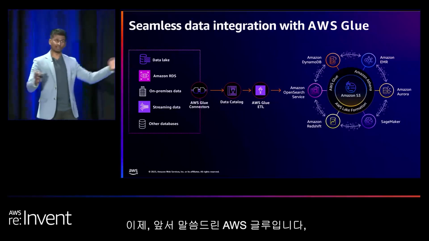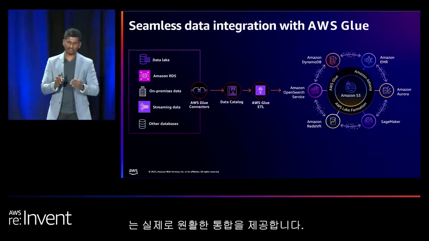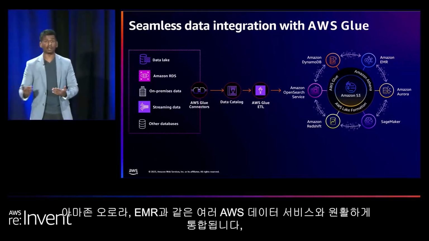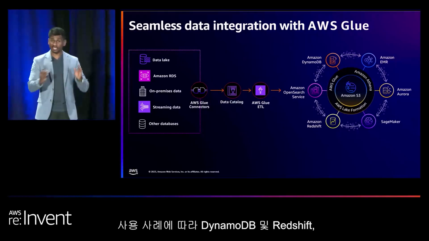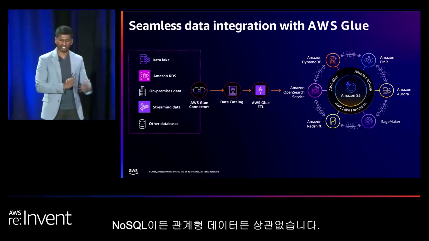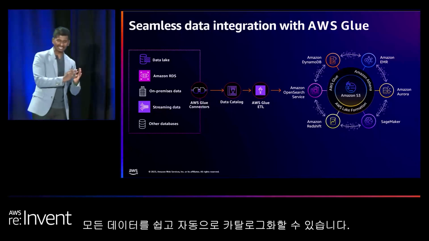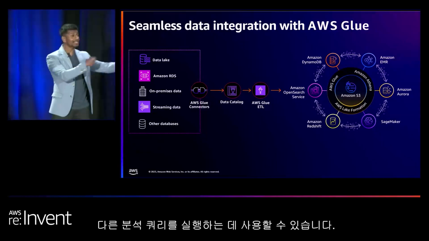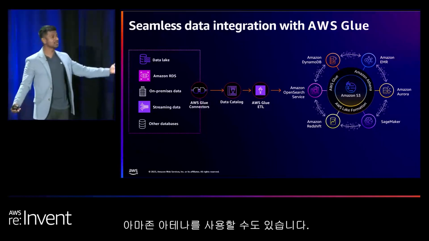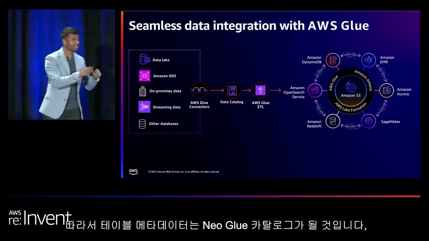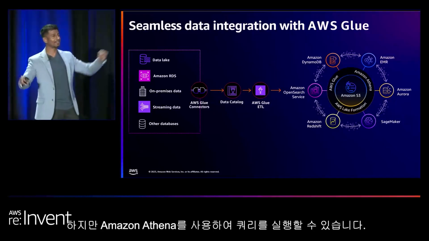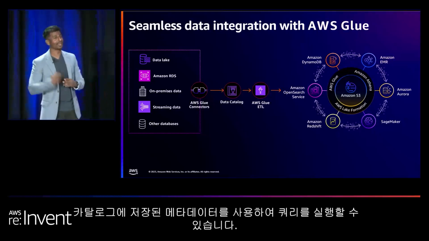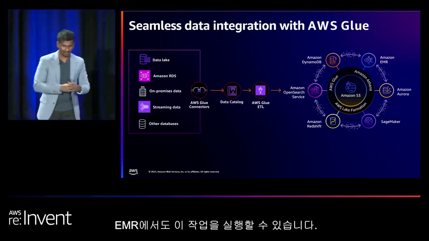Now, AWS Glue that I mentioned before provides a seamless integration with multiple AWS data services, such as Amazon Aurora, EMR, DynamoDB, and Redshift, based on your use case, whether it's NoSQL or relational data. You can easily and automatically catalog all your data and make it available to run other analytical queries. Maybe you can use Amazon Athena. Your table metadata is going to be your Glue catalog, but you can use Amazon Athena to run queries using the metadata that is stored in your catalog. And you can also run that with EMR as well.